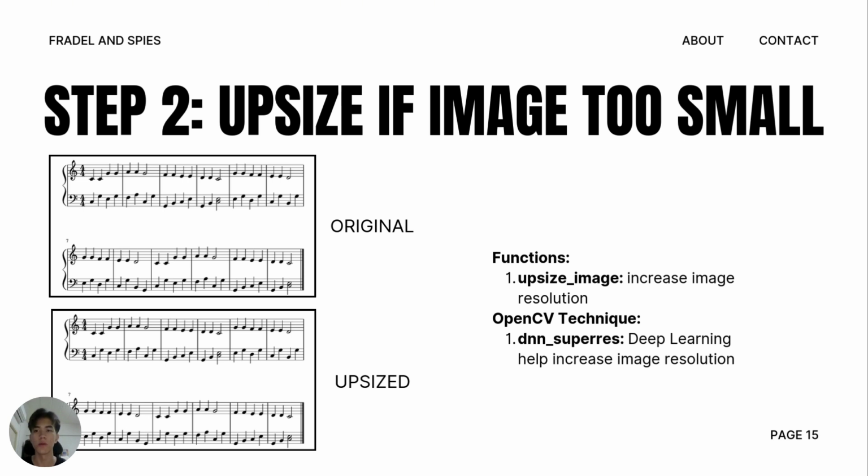In step 2, we want the image with high resolution for better image processing. Also, we want to use images with similar resolution, so we can use a similar kernel for image processing. To satisfy this concept, we use the upsize image function to increase image resolution. And in this step, we use the OpenCV library called DNN SuperRes, which is a deep learning model to enhance the image resolution while keeping the image quality, unlike CV2.resize.